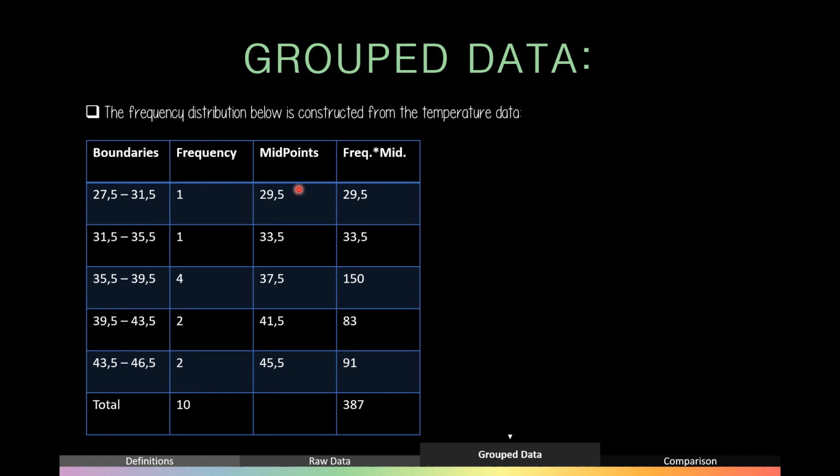Then the midpoints: the way we calculate the midpoints is by taking the lower boundary plus the upper boundary divided by 2. We do that for each individual class boundary and we get midpoints. Then this column that I've specifically added because we need it for what we're about to do. We're taking the frequency multiplied by the midpoint to get this answer. You can see 1 times 29.5 is 29.5, 4 times 37.5 is 150, 2 times 45.5 is 91, and then I've summed them all up to get a total of 387.